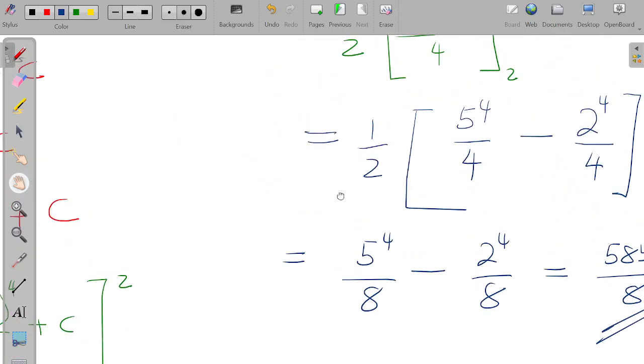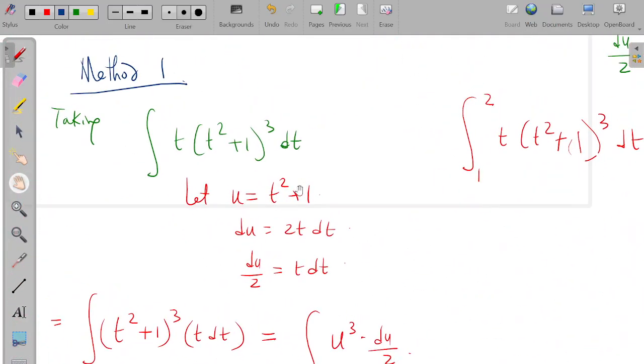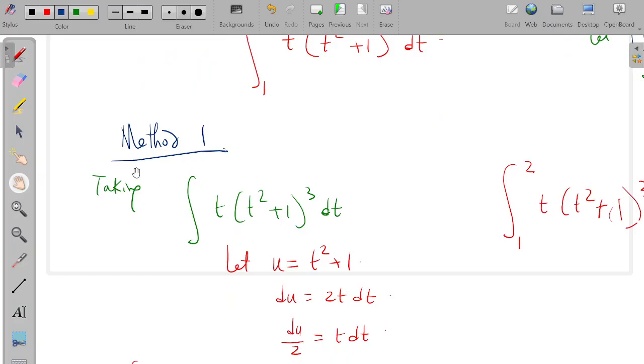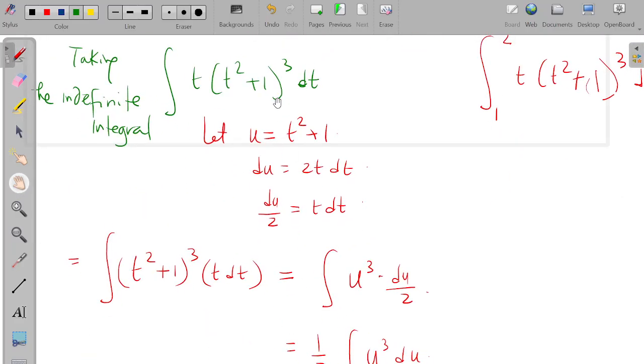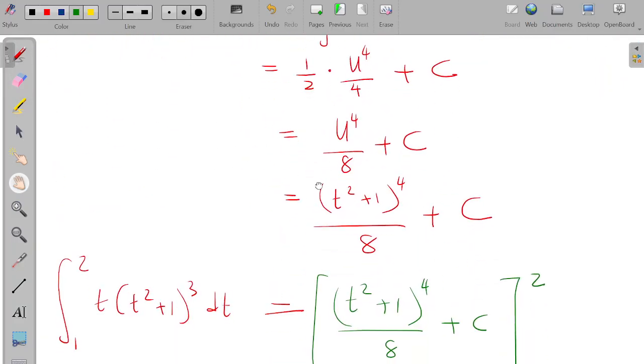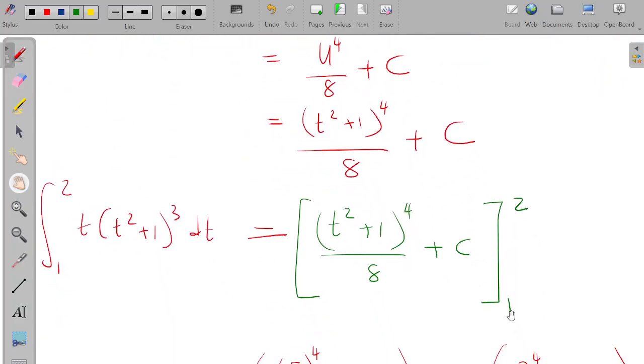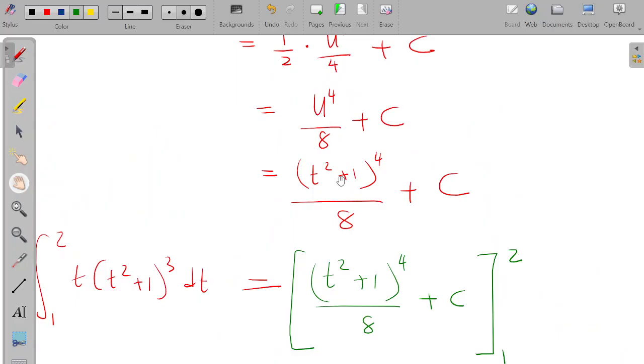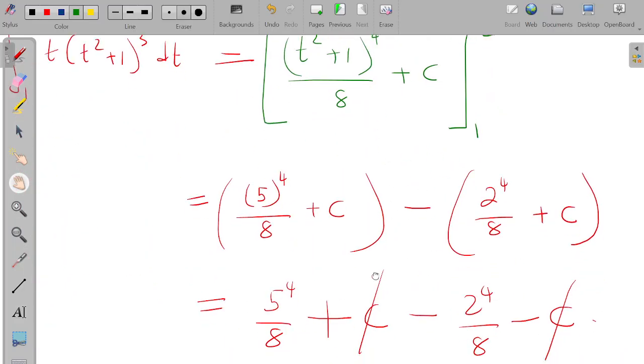Okay, so to quickly recap, when you are given a definite integral like this, you can either pick out the indefinite integral, find the integral of it, and then bring it back by putting the limit there, and then you evaluate it. Don't forget here, when we have u, we substitute it back to t, and then we evaluate it.